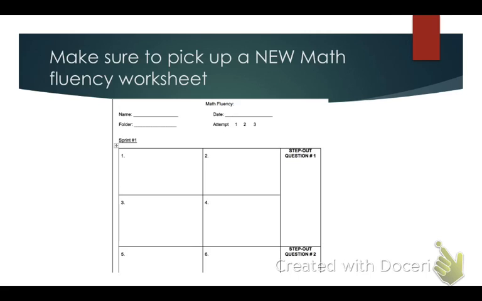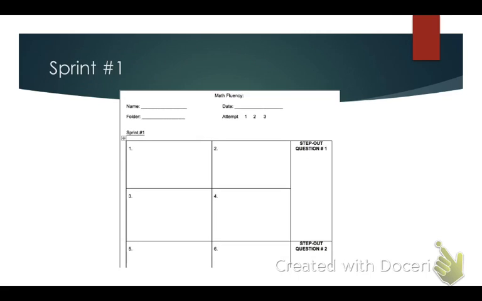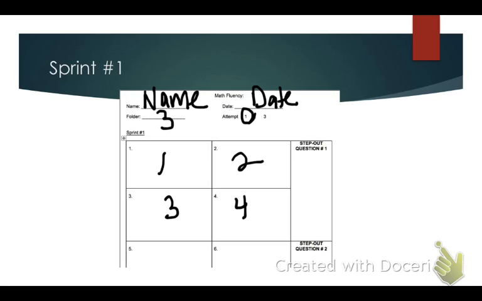You will need one of these papers. If you don't have one, just pause the video and ask your teacher. Make sure you write your name on your paper, the date. You're in Folder 3 right now, and this is your first attempt. Altogether, you will have 8 equations. So you'll need to use all 8 boxes on that front. And you'll have 2 step-out questions.